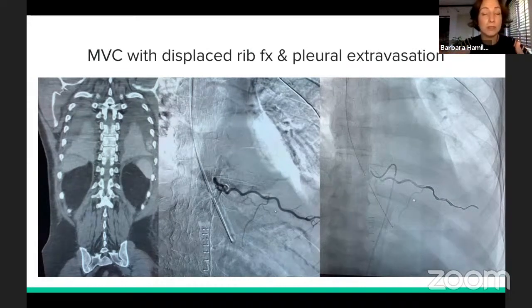And so the safe way to do this is over a wire. Then you select the blood vessel by pulling the catheter down, injecting little bits of contrast. And that's how I would get access into one of these vessels that I'm mentioning.